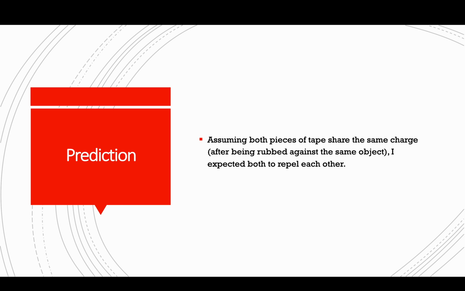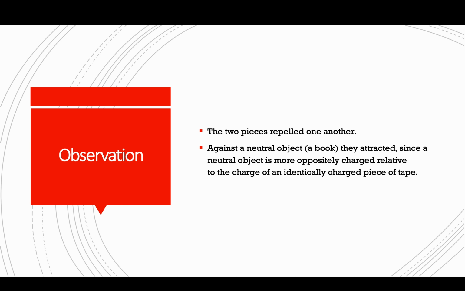I predicted that both pieces of tape would share the same charge, and therefore they would repel each other. What I observed is exactly what I predicted, and against a neutral object, in fact, they attracted, because the neutral object is more oppositely charged relative to the charge of an identically charged piece of tape.